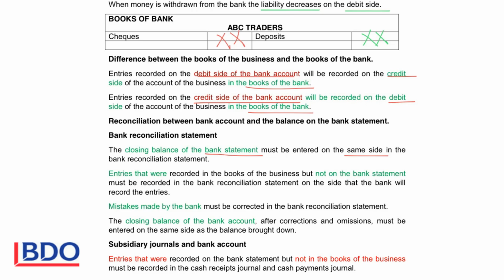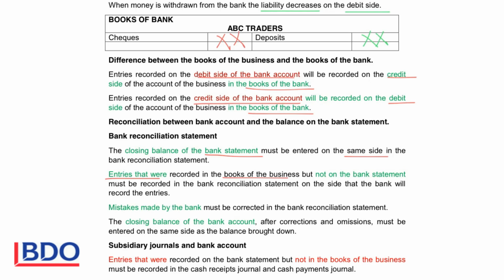Entries that were recorded in the books of the business. So the business already recorded these entries. Because the bank didn't know about these additional checks that were issued or the bank deposit, they will only record it in the next month. Therefore, the things that were already recorded in the books of the business will go into the bank reconciliation statement on the side that the bank will record it. So that means deposits will go in the bank recon on the credit side, and checks will go on the debit side. If the bank made mistakes, then the correction will be made in the bank reconciliation.